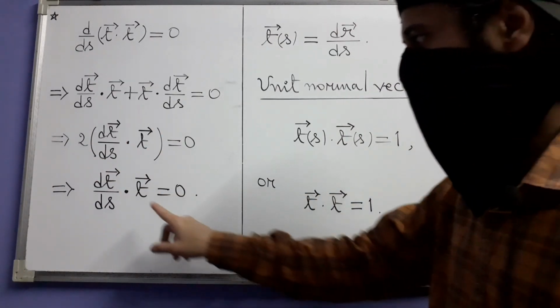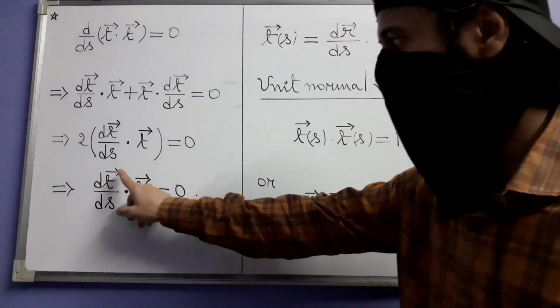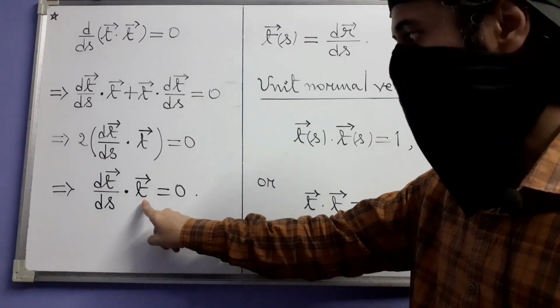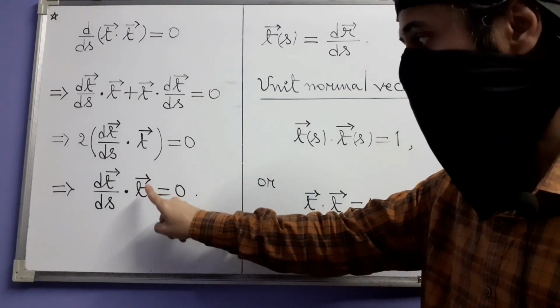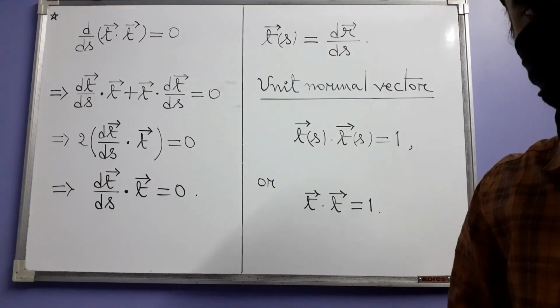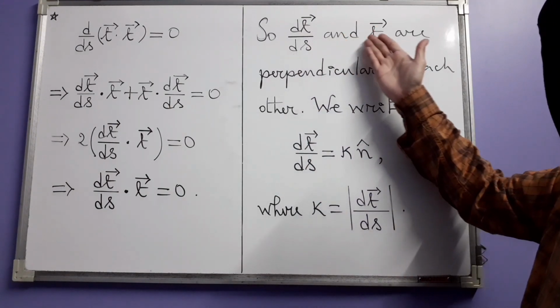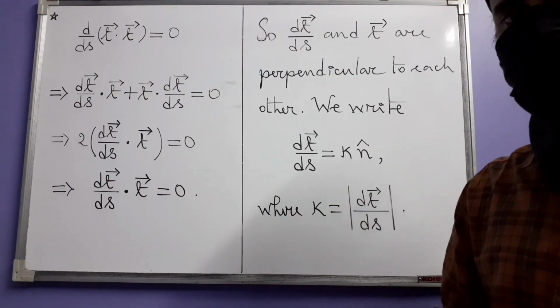So you find that this other vector, dT/ds, is perpendicular to the unit tangent vector T because the scalar product is 0. So we write like this, so dT/ds and T are perpendicular to each other.